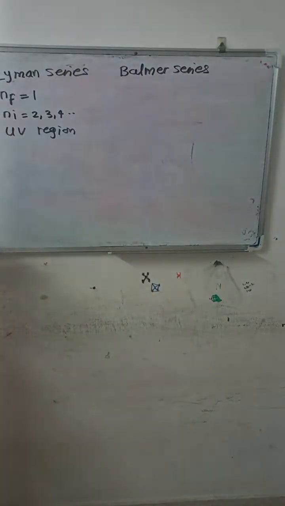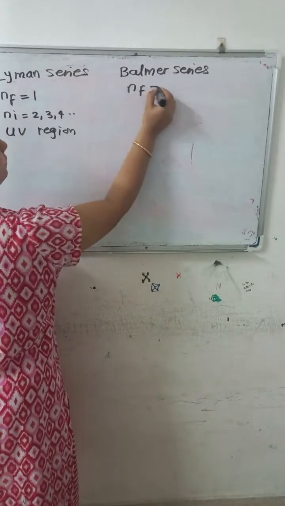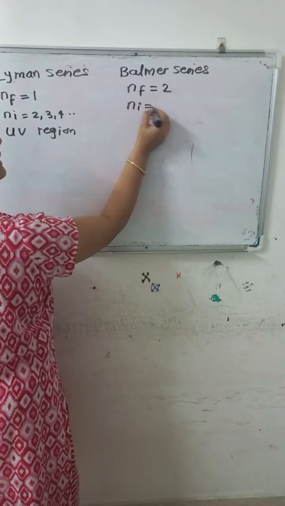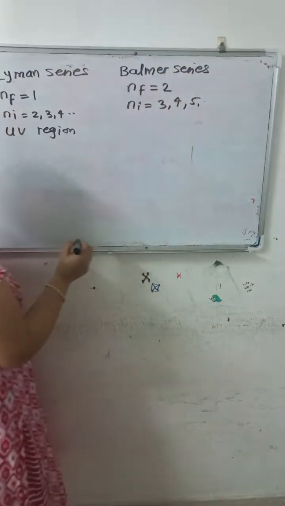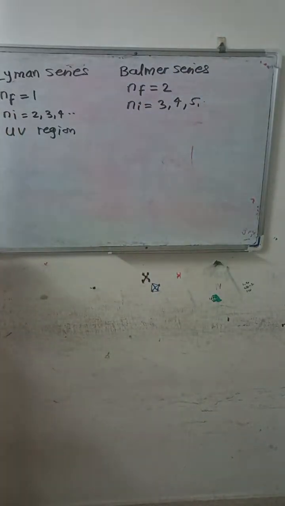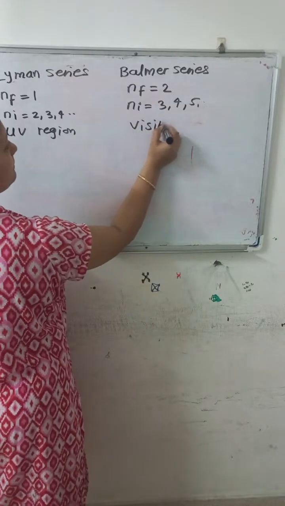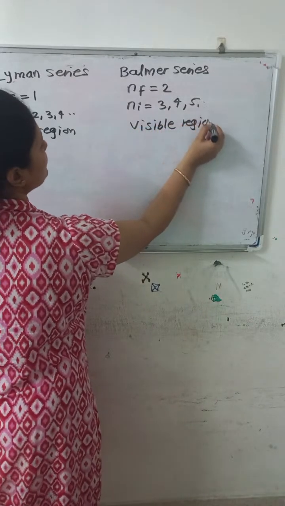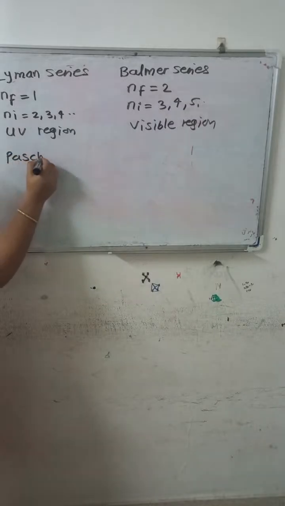In the Balmer series, the electron always jumps to the second orbit, or maybe it comes from third, fourth, fifth, and so on up to infinite. Are you getting this? And this always lies in the visible region. This is UV and this is visible. This is in the visible region. Getting this?